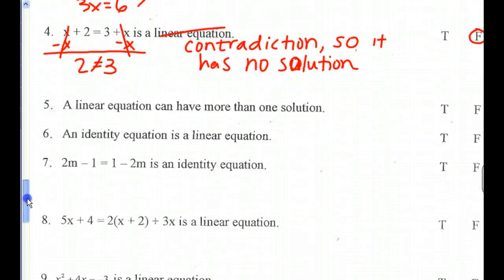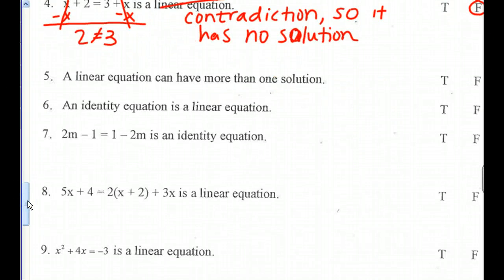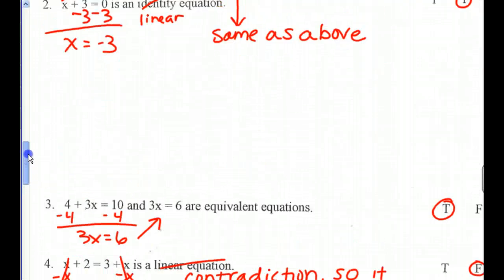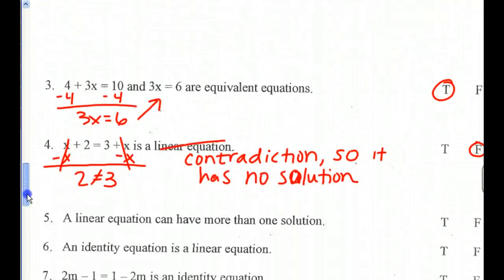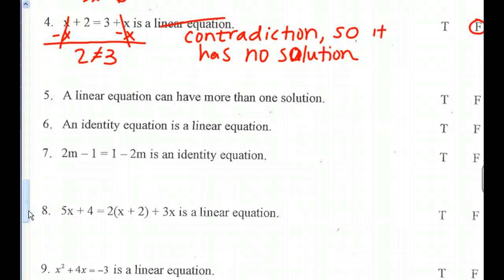All right, 5. A linear equation can have more than one solution. No, it cannot. If we look back up at our notes, a linear equation only gets one solution if it's linear. So let's go back down. A linear equation can have one solution. Let's go ahead and cross out more than one.